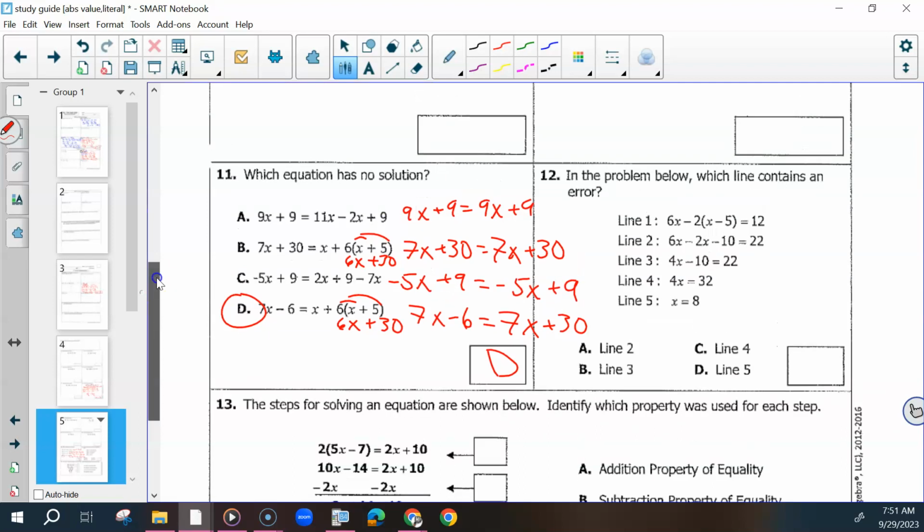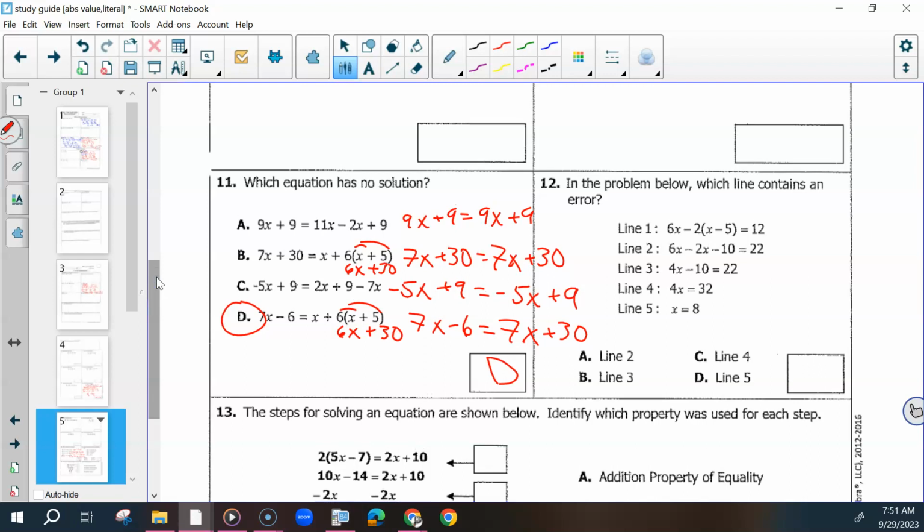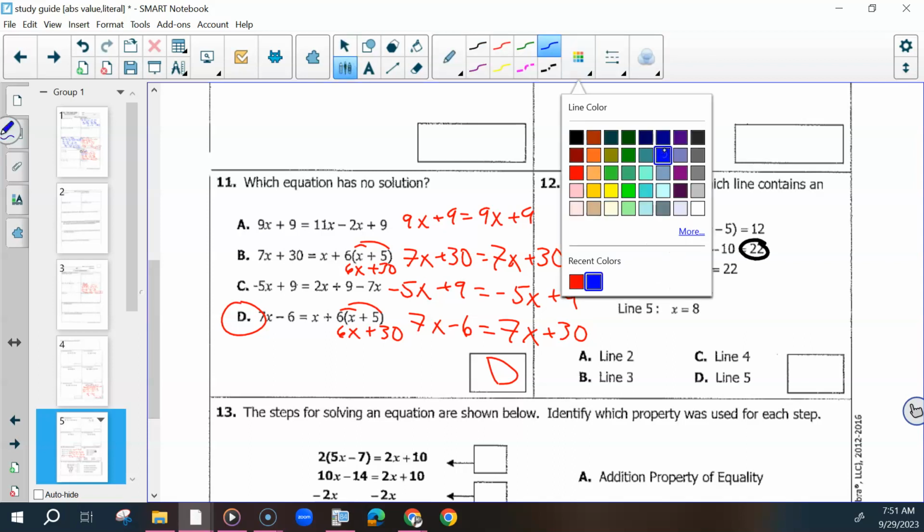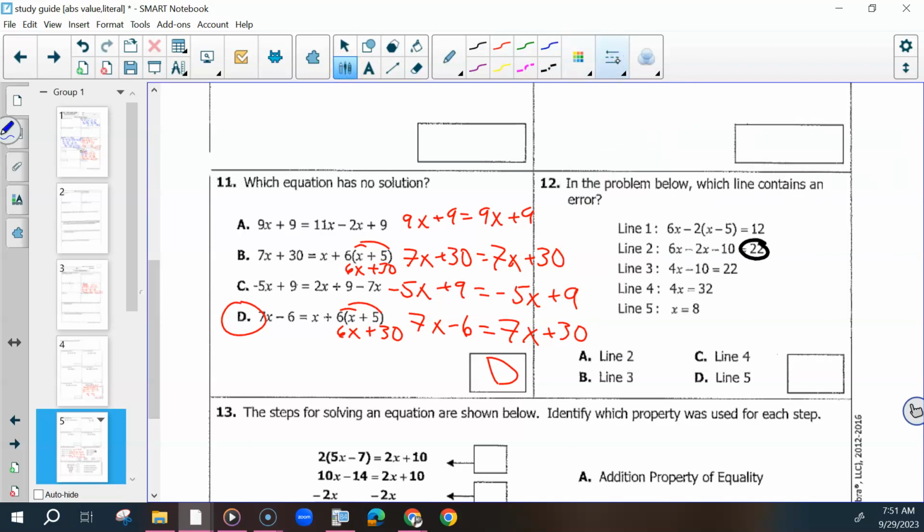Well, they're talking about there's an error somewhere here. We have to figure out which one. Line 2. So you're saying in line 2. What do you think the error is? 22. I mean, yeah, 12 to 22. Alright, let's see. They would have distributed 6x minus 2x plus 10 equals 12. Yeah, there's no reason.